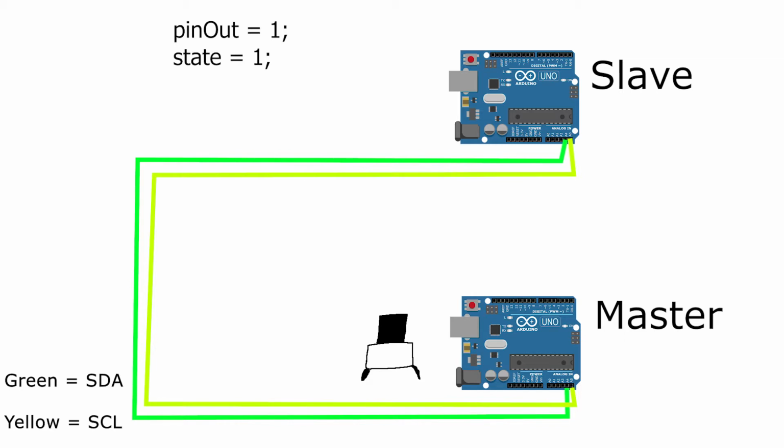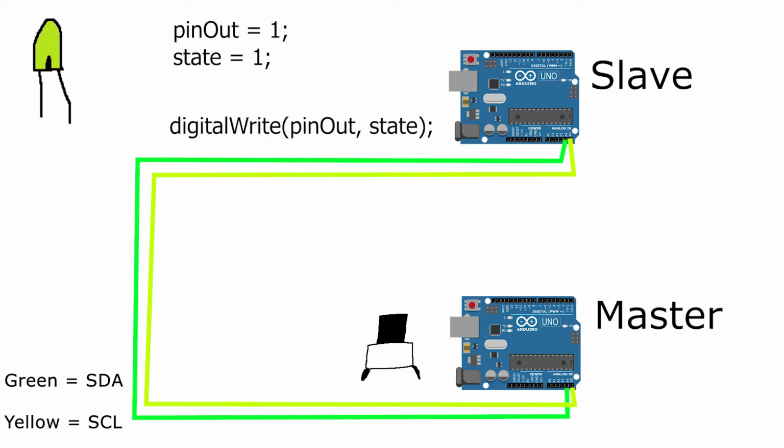Then once the data is sent, the master ends communication. The slave then digital writes using the pinout and state variables set by the master.